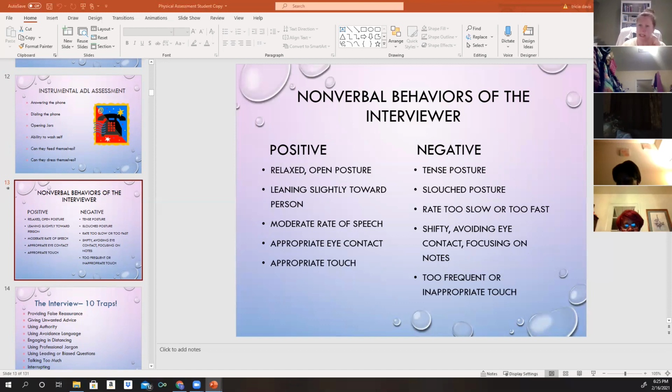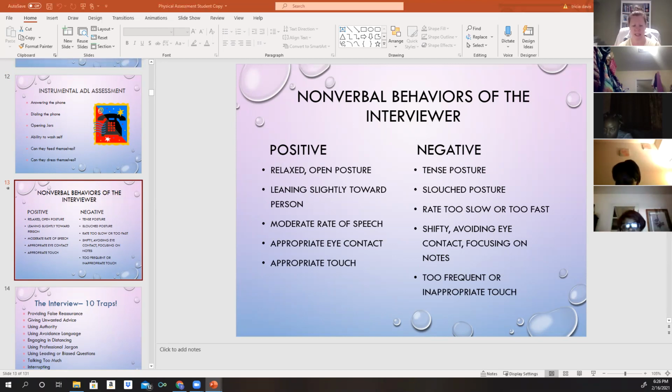Negative behaviors would be if you are sitting with a tense posture or your patient is. If you're slouched over, it kind of gives the impression that you don't really care. The same thing with the patient. If they're slouched over, not paying attention to you, they're not really engaged in what you're asking them. You might not get the appropriate information. This is more so for you guys. Talking too fast or talking too slow can be overwhelming for some patients. Moving around, avoiding eye contact, focusing on notes, or the patient doing the same thing. Moving around in the bed, not making eye contact, and then too frequent or inappropriate touch.